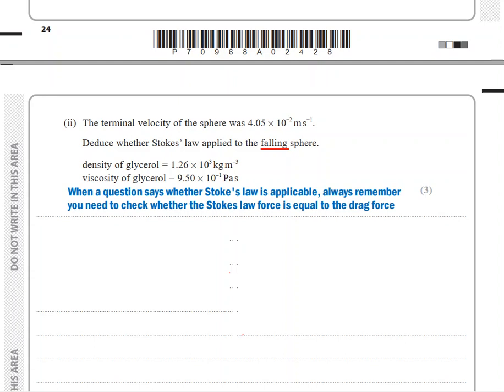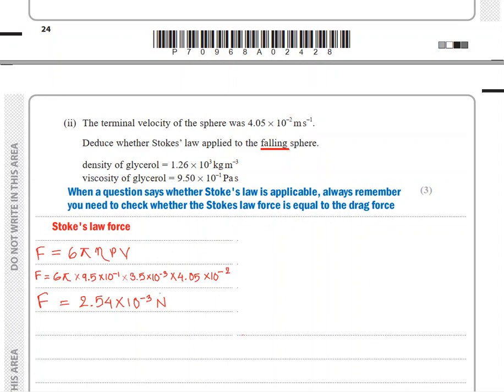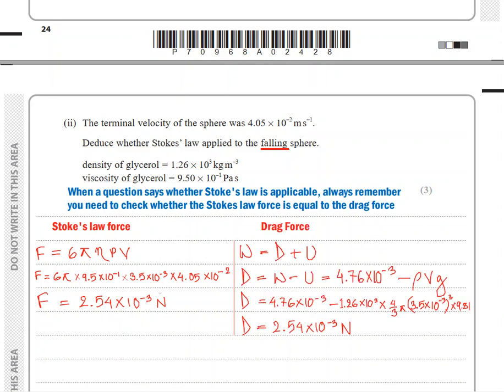So when a question says whether Stokes' law is applicable, always remember you need to check whether the Stokes' law force is equal to the drag force. So what you have to do for this question is find these separately. First, find out the Stokes' law force, and you know the equation, everybody, for Stokes' law force is F equals 6 pi eta rv. You have all the values that you need for Stokes' law force, and then you find out the drag force and you compare them. And you have to give a conclusive statement. What is the statement? Since Stokes' law force is equal to the drag force, Stokes' law is obeyed.